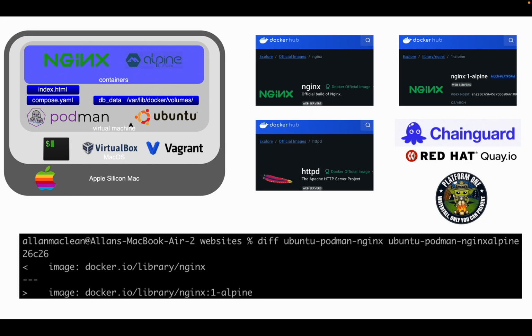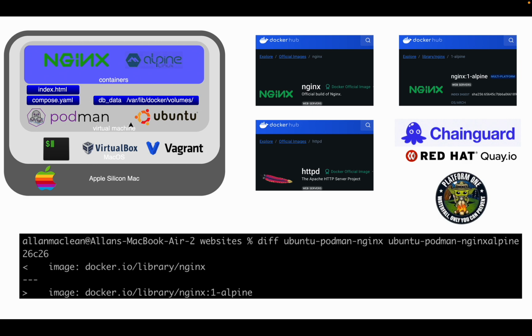Okay, now this time instead of Nginx, we're going to use Alpine Nginx, which is a web server container image, but it's much tighter. It uses fewer resources and it's secure. So the one line we change is docker.io/library/nginx. We use a different image, which is nginx:1-alpine.